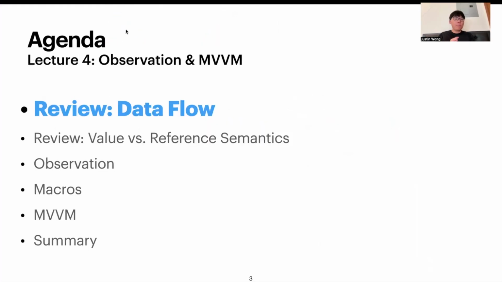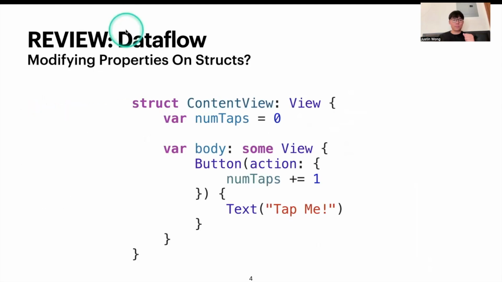And then here's the agenda for today. We'll first review how data flows through our SwiftUI views. And then we're going to review the difference between value versus reference semantics that we learned in lecture two. Then we're going to talk about this framework called observation that gives us observability behavior to reference types. And then we're going to talk about what macros are. And then finally, we're going to end with this concept called MVVM, which is a way of how we could architect our apps.